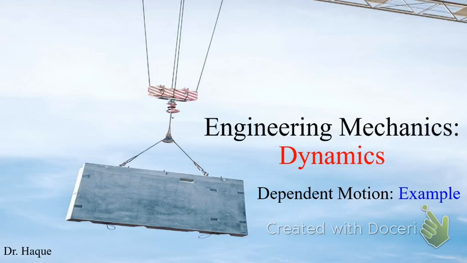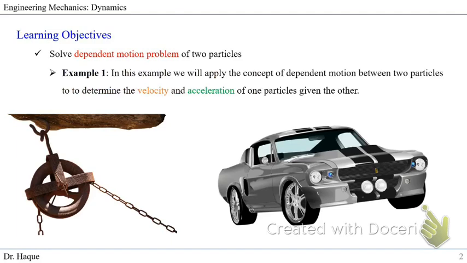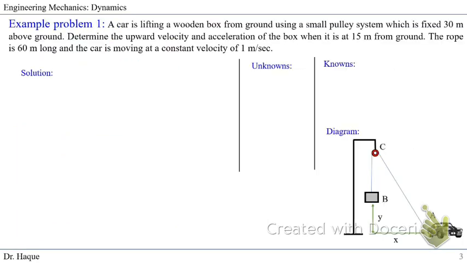Today we're going to solve a dependent motion example that will involve a pulley system. So let's see what our learning objective is. We're going to solve a dependent motion problem of two particles. Instead of a particle, we'll use a car and a wooden box that will represent a particle. In this example, we'll apply the concept of dependent motion between two particles to determine the velocity and acceleration of one particle given the other. From the picture, it involves a pulley system, and we'll use a car to pull something using that pulley. So let's see what the problem is.